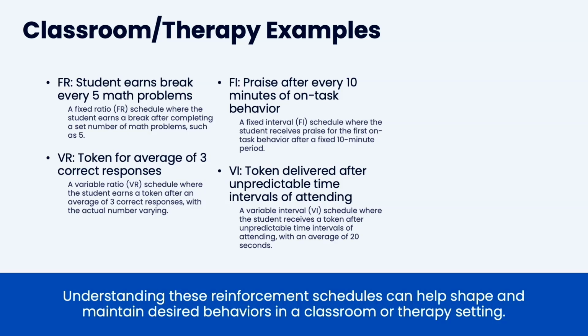Praise after 10 minutes of on-task behavior is a fixed interval schedule. So every 10 minutes, if they were engaging in on-task behavior, they would receive praise at the end. A token delivered after unpredictable time intervals of attending would be a VI in the classroom.